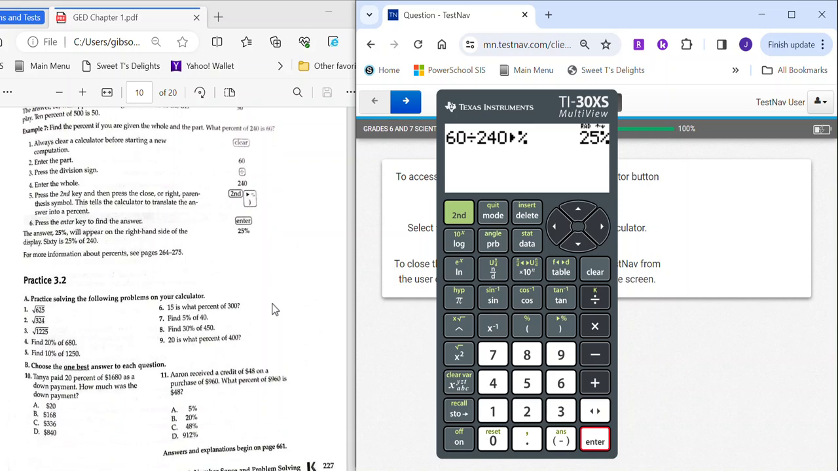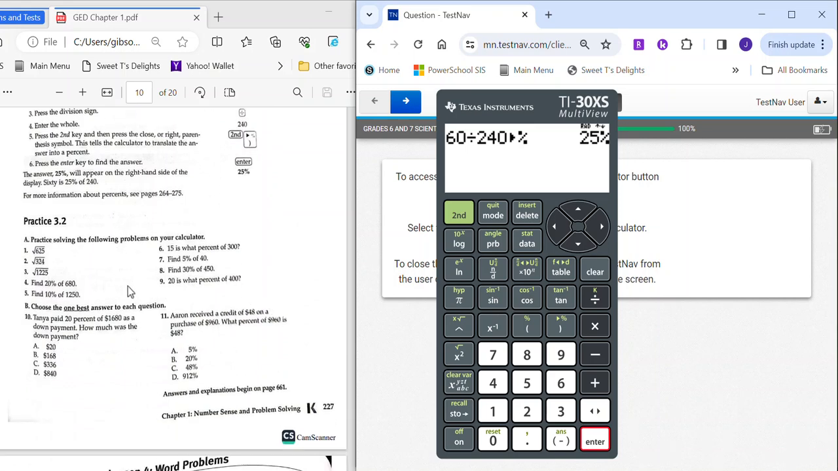Okay, so now we're going to go down here to 3-2. Let's clear this out. It says practice solving the following problems on your calculator. Okay, so number 1, we had a square root. So we press second and then the square root key here of 625 and press enter. That gave us 25. So we clear that. Now we press second, the square root key of 324. Press enter. That gave us 18. So we'll clear that.